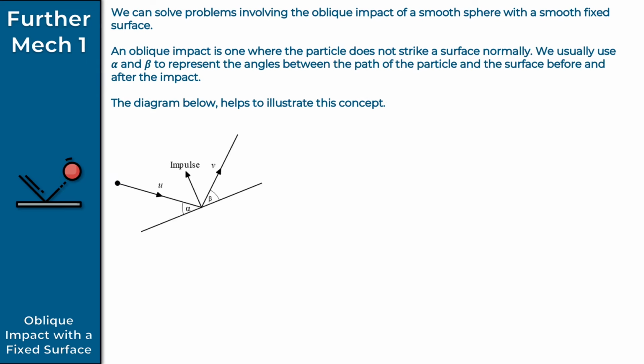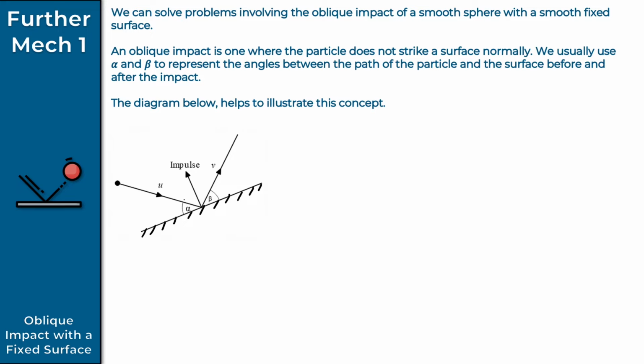This diagram below should hopefully help illustrate this concept. I've got this dot here, which is just our particle, our smooth sphere. It moves towards the fixed surface. This line at the bottom is my fixed surface, so I'll draw lines underneath just to represent that. The particle moves towards the fixed surface and strikes it in a way that is not normal. In other words, it's an oblique impact. And as we can see, it rebounds in this direction.